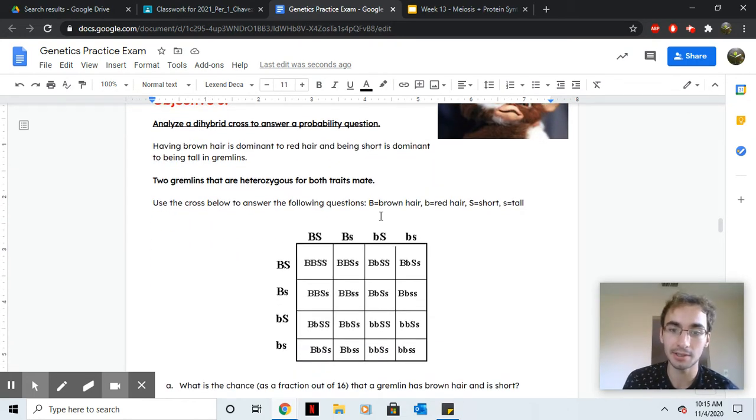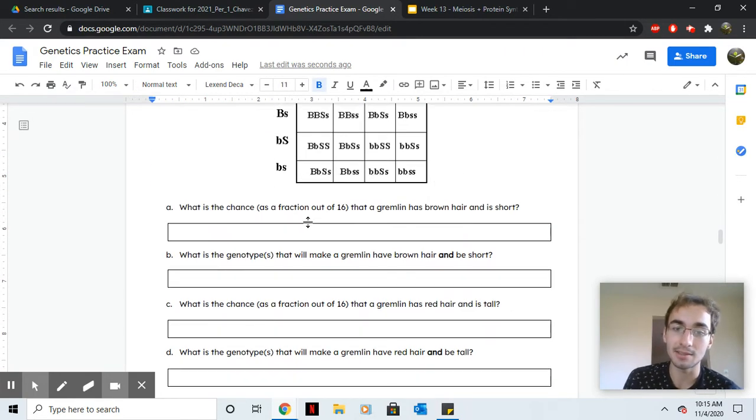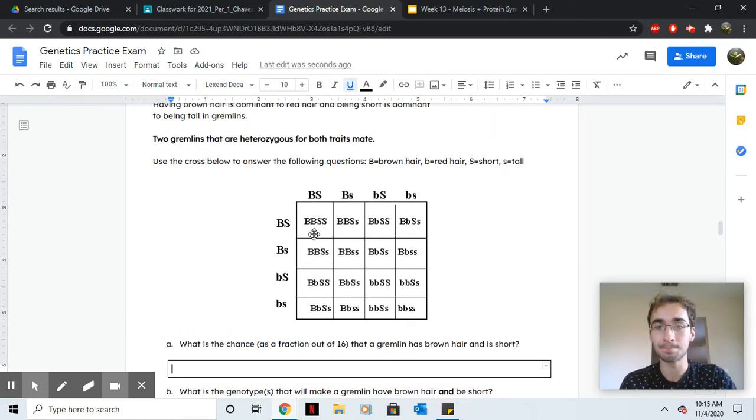So here's a cross. Capital B, brown hair. Lowercase b, red hair. Capital S, short. Lowercase s, tall. What is the chance that a gremlin has brown hair and is short? To figure that out, you know that brown hair and being short is dominant. So any gremlin with a capital B and a capital S will be brown hair and short. So how to do this one? Just count how many boxes have a capital B and a capital S.